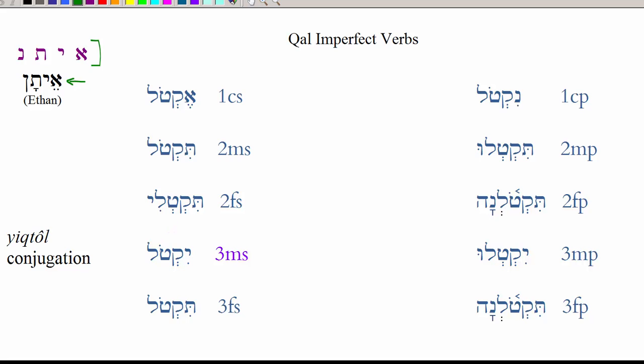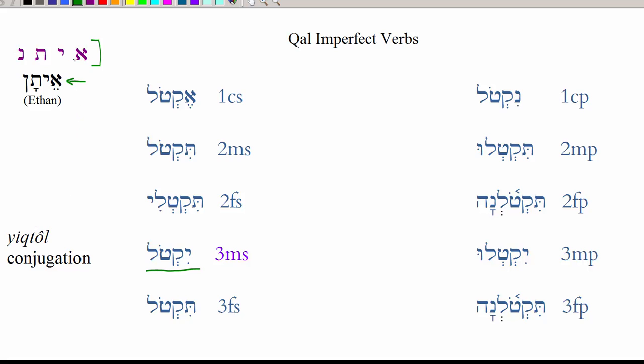As with the perfects, we begin with the third masculine singular. We have yiktol. Sometimes the Qal imperfect is called the yiktol conjugation. It's also called the prefix conjugation because of these prefix consonants.